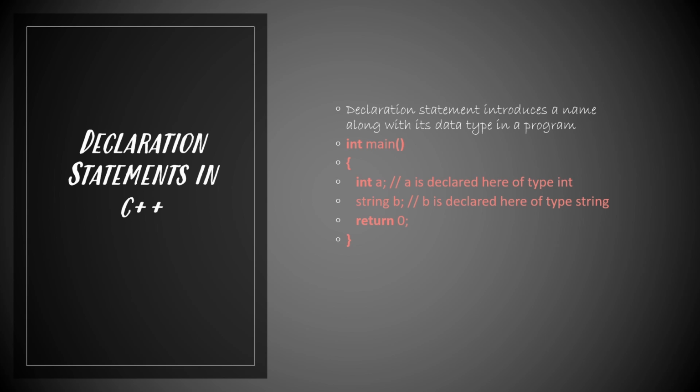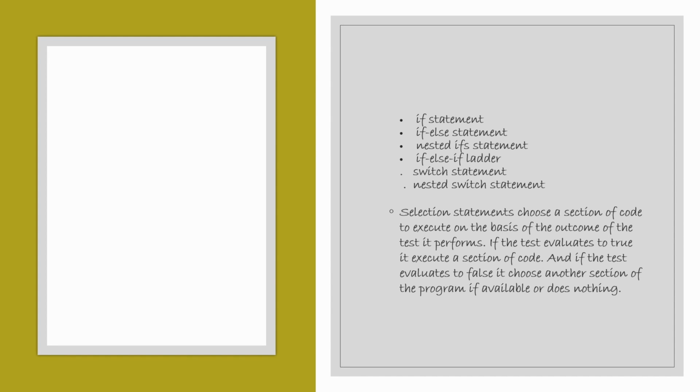Hope you got a clear understanding of declaration statements, and then we're going to go to selection statements in C++. I'm sorry I have not given you the heading, but note it down. Selection statements in C++. There are 6 selection statements in C++: if, if else, nested if else, if ladder, switch statements, nested switch statements.